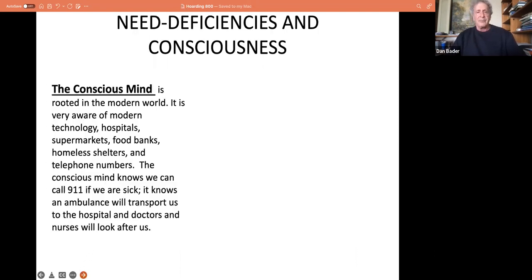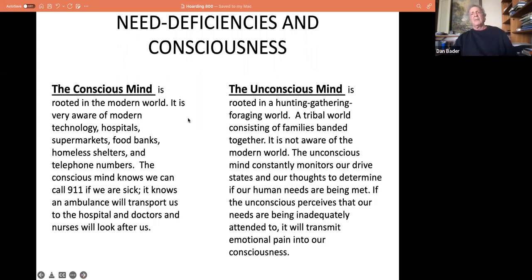Okay, let's see here. Need deficiencies in consciousness, and I just want to go over this. I do this in most of my presentations, regardless of the subject. The conscious mind is rooted in the modern world. It is very aware of modern technology, hospitals, supermarkets, food banks, homeless shelters, and telephone numbers. The conscious mind knows we can call 911 if we are sick. It knows an ambulance will transport us to the hospital and doctors and nurses will look after us. This is how I'm defining the conscious mind for purposes here.